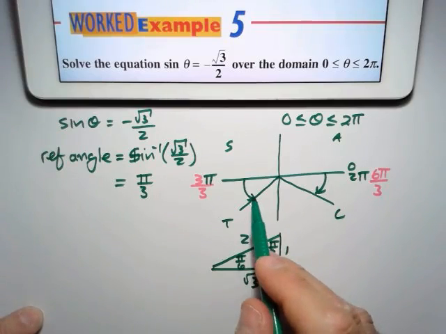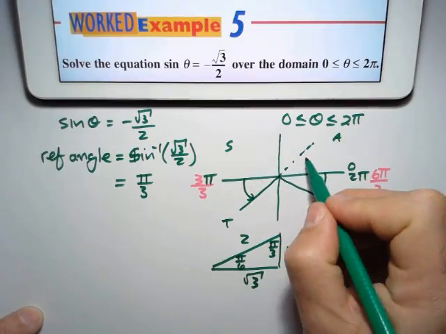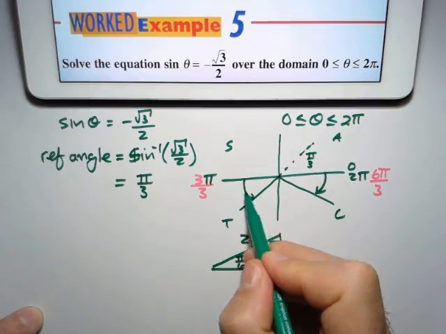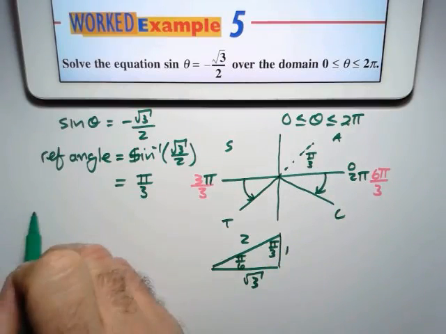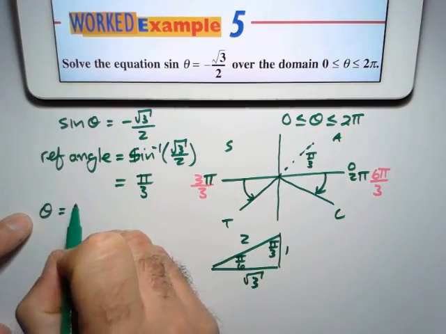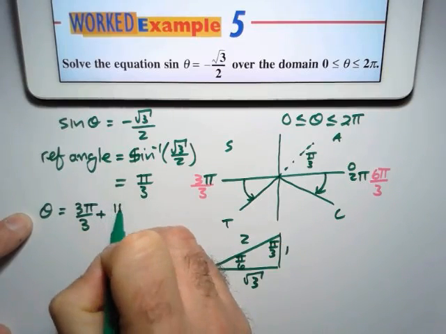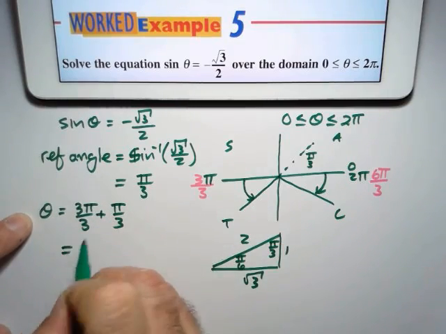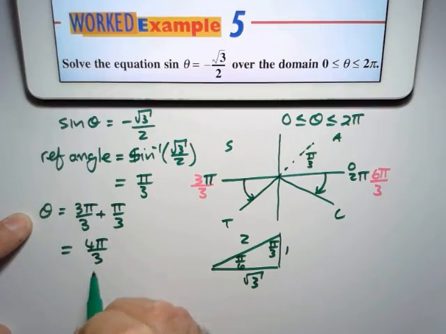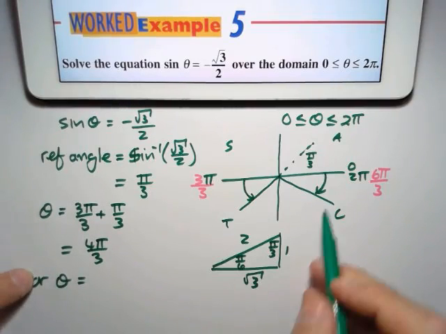Because now to find this angle, remember pi over 3 means that in my first quadrant this angle would have been pi over 3, which means that theta will equal 3 pi over 3 plus pi over 3. And 3 pi over 3 plus pi over 3 is 4 pi over 3.